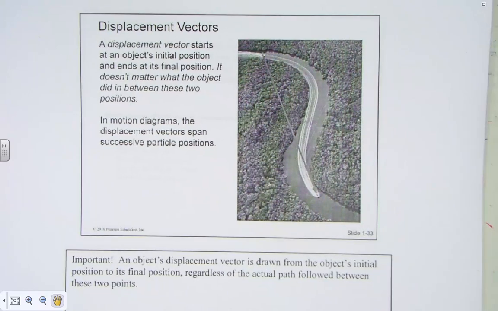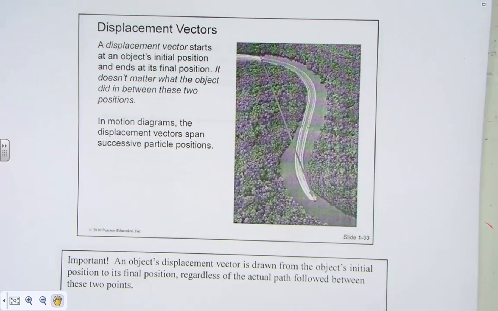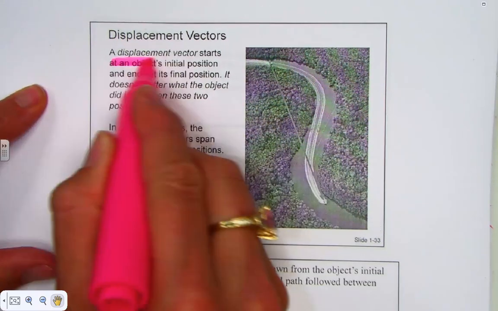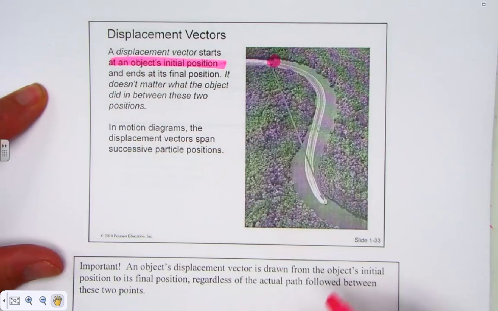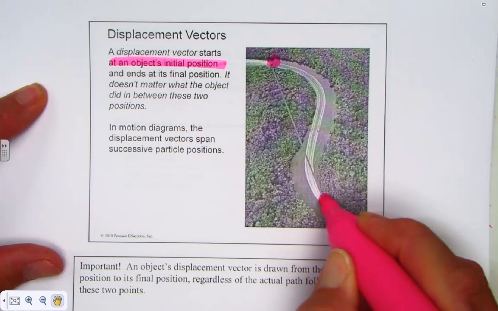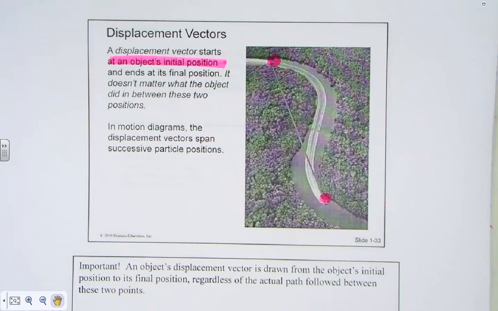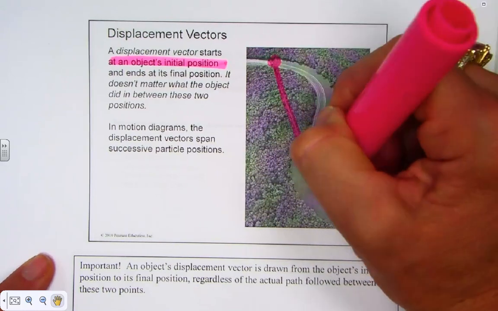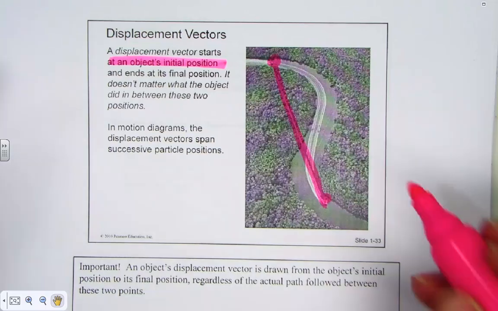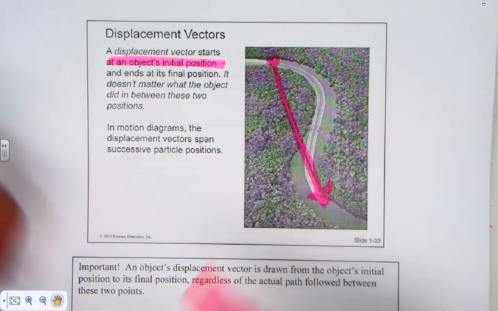Displacement vectors. Very critical here. Again, this is talked about middle of page 18. Displacement vectors, they start at an object's initial position and end at an object's final position, regardless of the path that the object took to reach the final destination. The shortest distance between 2 points is a straight line. That straight line represents a displacement vector. Vectors are given arrowheads to show the direction in which the object moved.